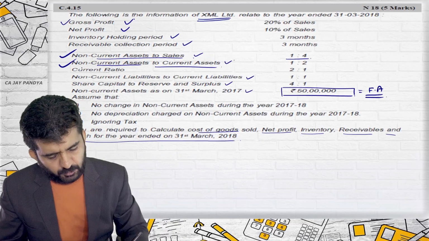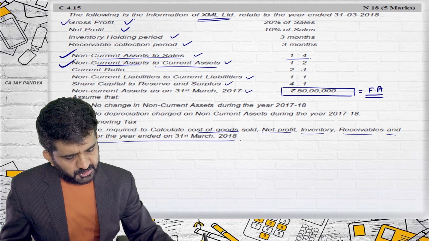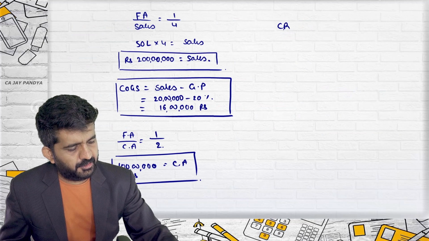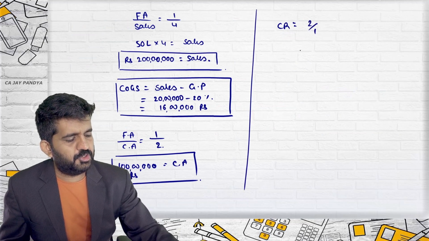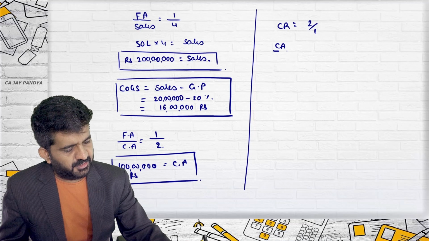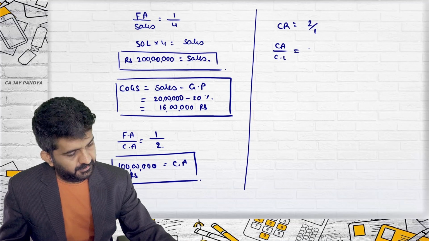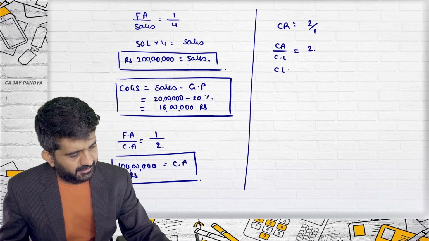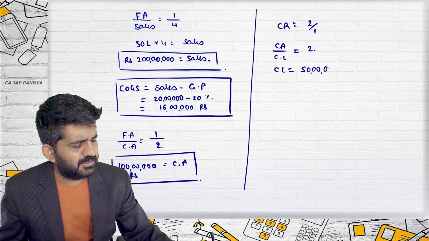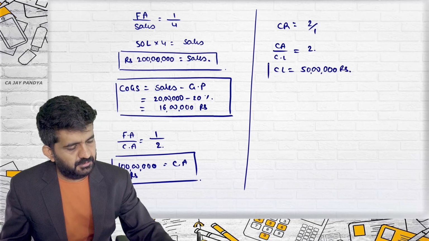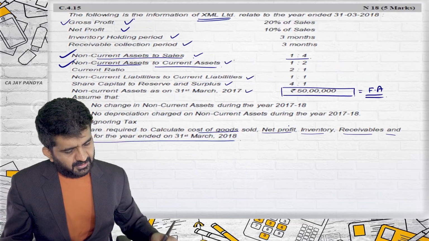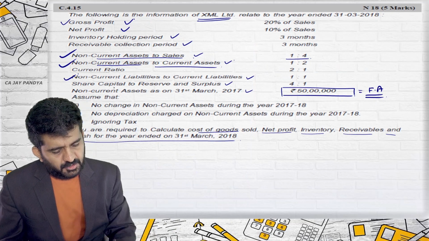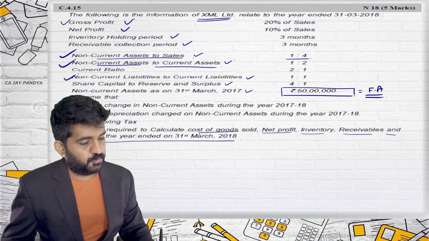I have used this formula: current ratio is 2:1. Current ratio is current asset divided by current liability, which will be 2. Current asset is 100 lakhs, so current liability will be 50 lakhs. I don't know whether it is asked or not, but let us use all the formulas and find out the relevant figures. Share capital to reserves and surplus is 4:1.